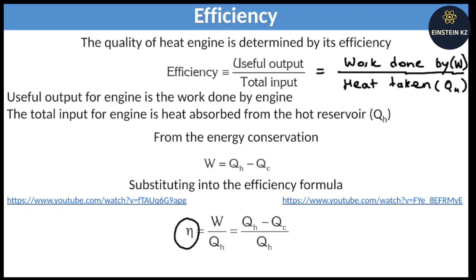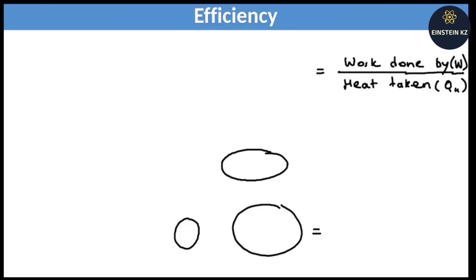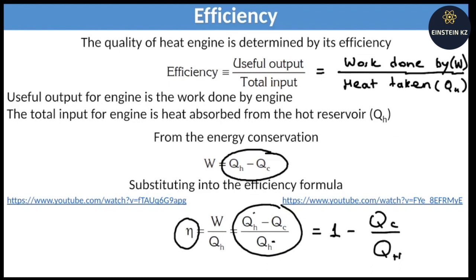The efficiency is denoted by this letter. Here it is equal to W divided by Q hot. We know that W is equal to Q hot minus Q cold, so we can write the efficiency in this form also. We can also write the efficiency in the following form. If we divide Q hot by Q hot, we will have 1 minus Q cold divided by Q hot. That's another possible formula for efficiency.